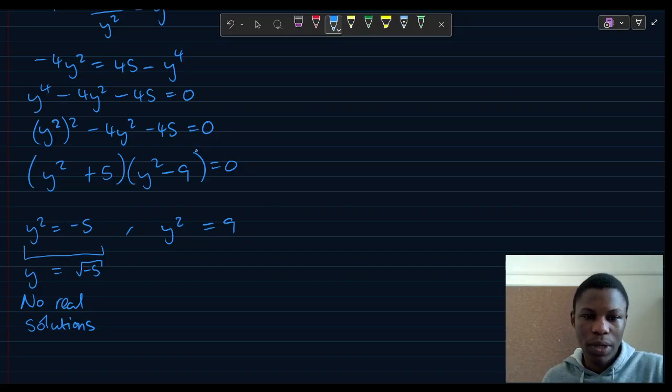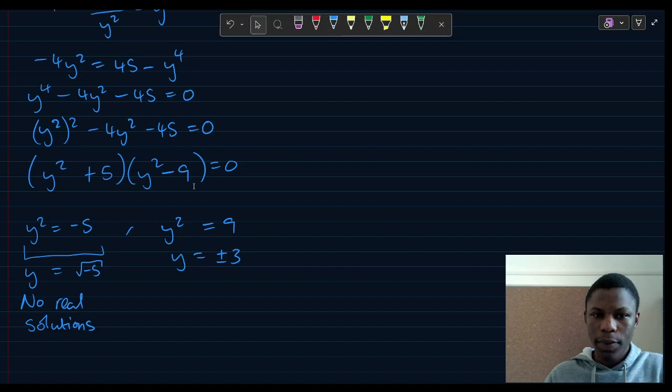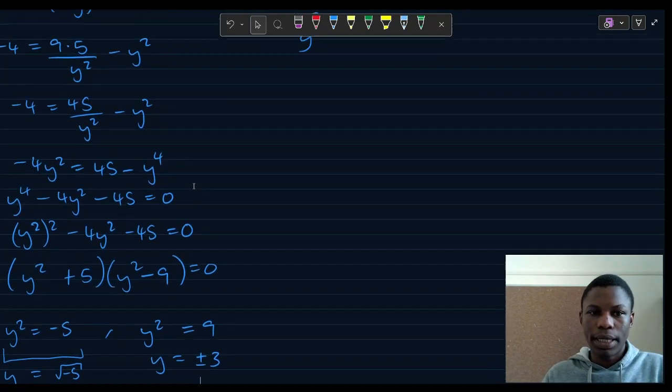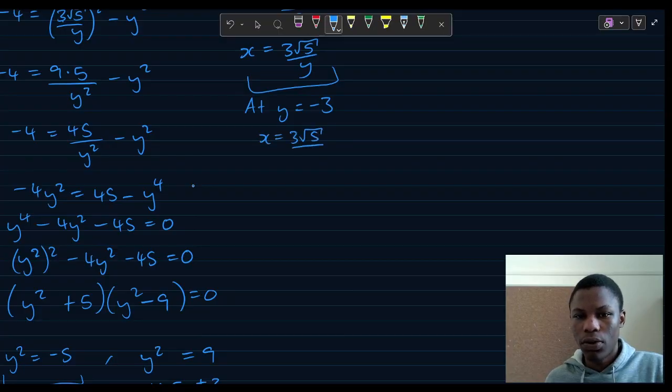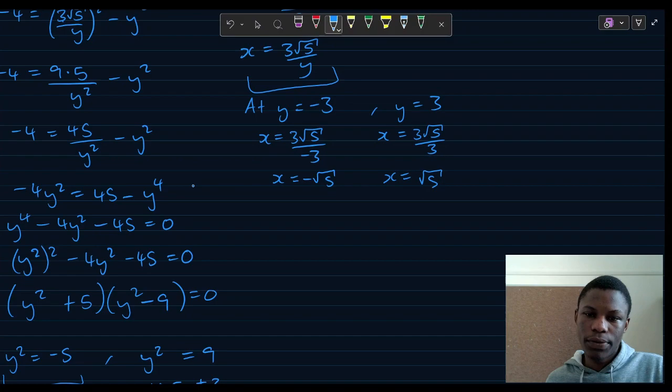And so that leaves us with y squared is equal to 9. If we take the square root there, we get y is plus or minus the square root of 9, which is 3. All right. And now that we know what y is, we can come back to this equation here. And that y is -3, we have that x is 3 root 5 over negative 3. So x here would be negative root 5, and that y is positive 3, we have x being 3 root 5 over 3. So x is positive root 5.